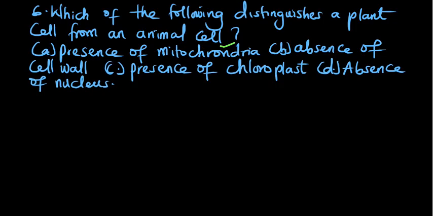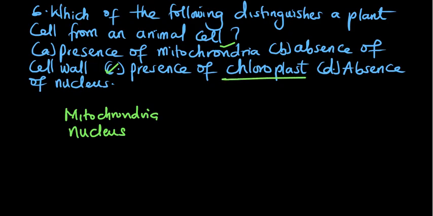So there is no what? There is no chloroplast in animal cell. Both of them have mitochondria. Both of them have nucleus. But chloroplast is only present in what? In the plant cell. So that's what distinguishes plant cell from animal cell. This option B also looks like it, but they said absence. So it means it cannot be option B. But they now said presence of chloroplast.